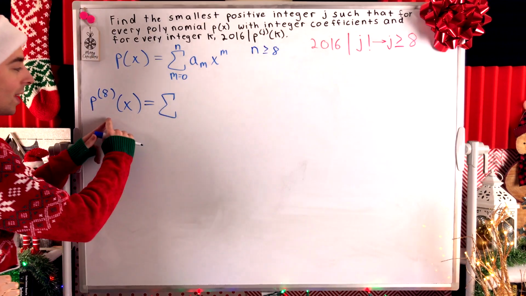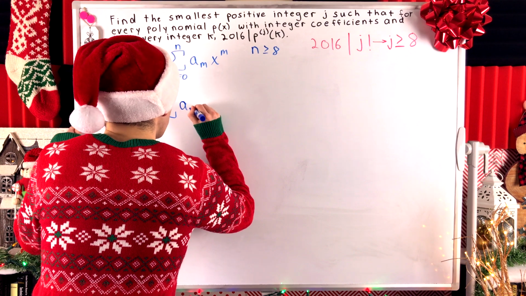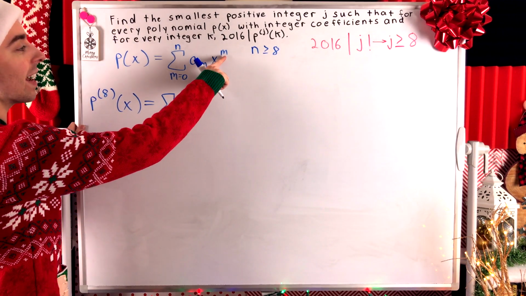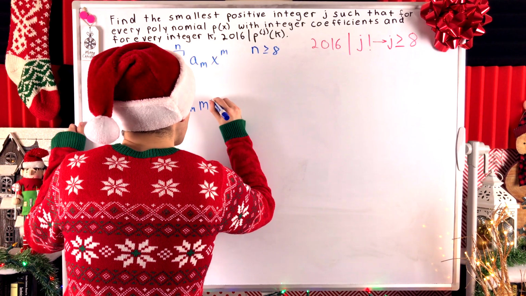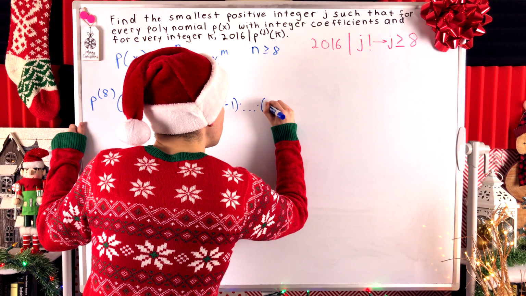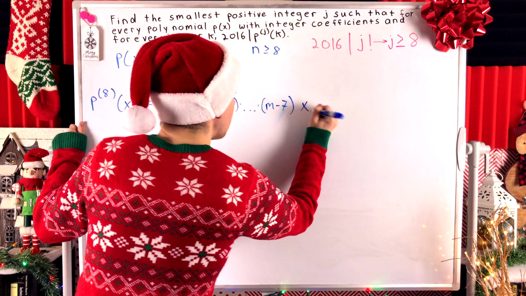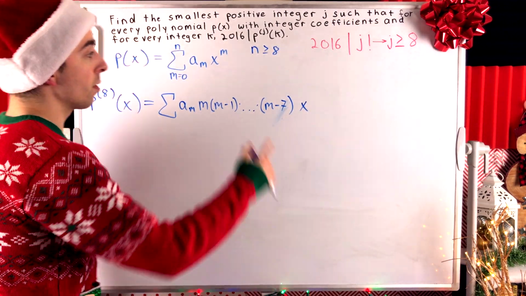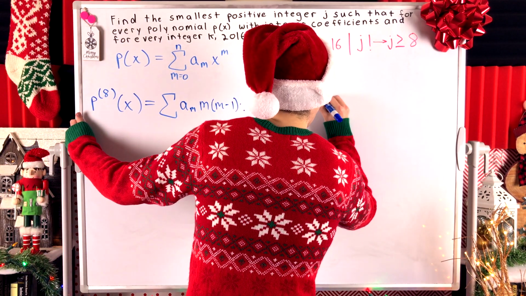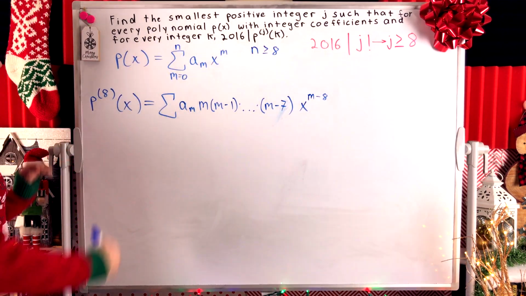So what will we get when we take the 8th derivative of this bad boy? Well, each term will have its original coefficient of am, but that coefficient will also have some other factors. When we take the first derivative, we'll get a factor of m. When we take the second derivative, we'll get a factor of m minus 1, and so on, all the way to the 8th derivative, which gives us a factor of m minus 7. Then what about our variable? Well, each time we take a derivative, the exponent reduces by 1, so the exponent in the 8th derivative will be m minus 8.